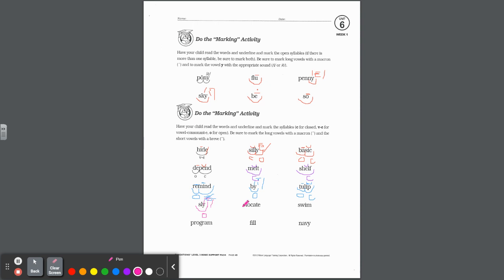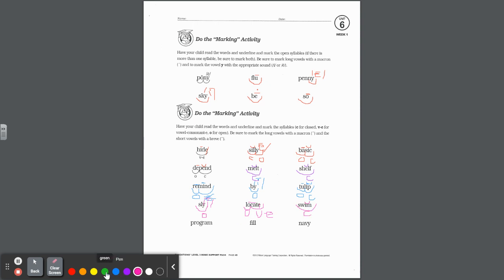Okay, this one's more than one. Locate. Low is a long vowel that's open syllable. Kate, this is a long vowel, silent E, because what pattern is that? Vowel consonant, vowel dash E. All right, let's do one more word in that row. Swim. That's one syllable, one scoop. We have a short I because it's a closed syllable.